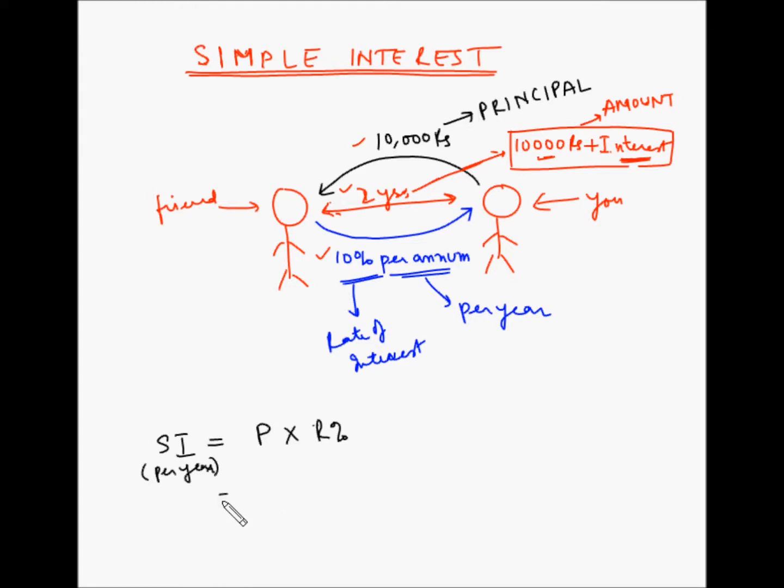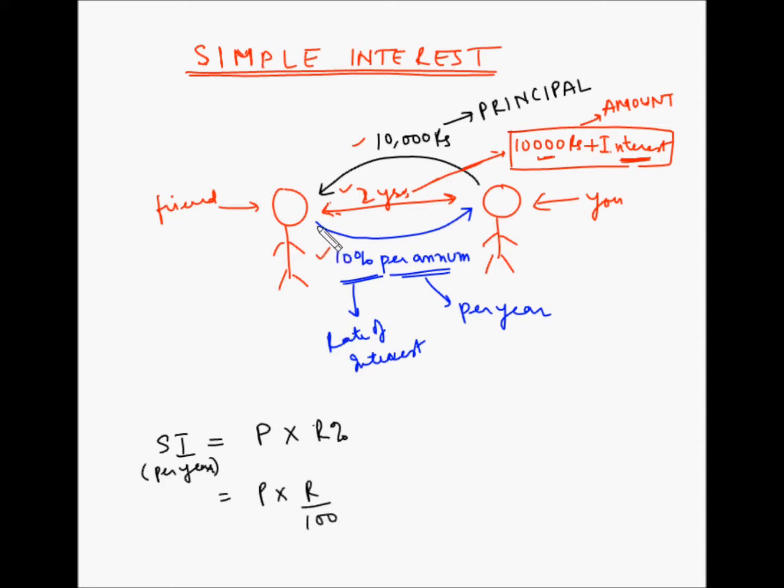So this is also equal to P multiplied by, now R percent means the rate is per 100 rupees that you have borrowed. So he is going to pay you 10 rupees per 100 rupees. So if you express it in terms of absolute numbers, it will be R divided by 100.